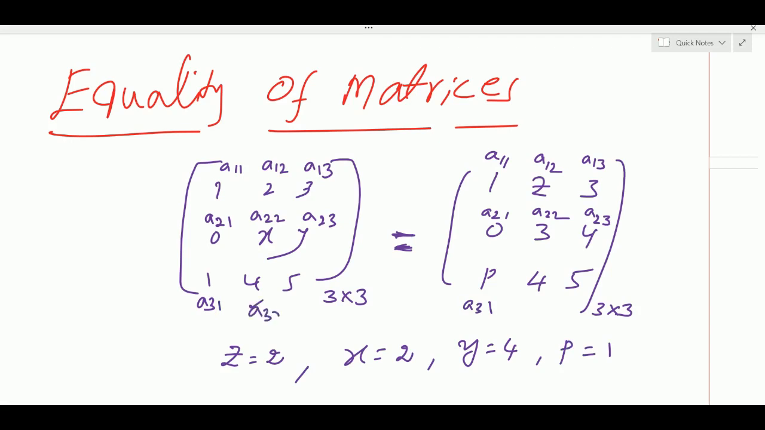A32 is same as A32 left and right. A33 is same as A33 in the left and right. So we can easily understand equality of matrices like this.